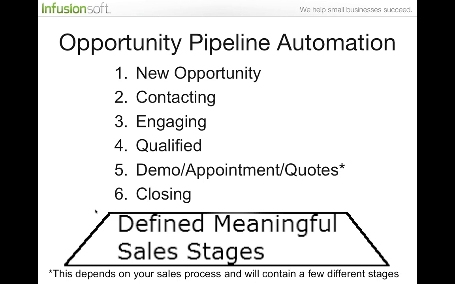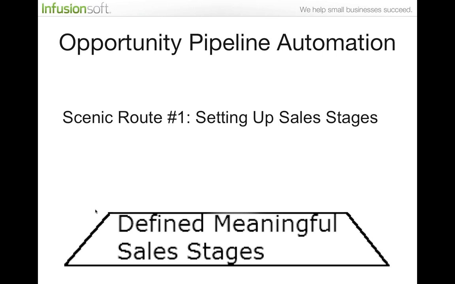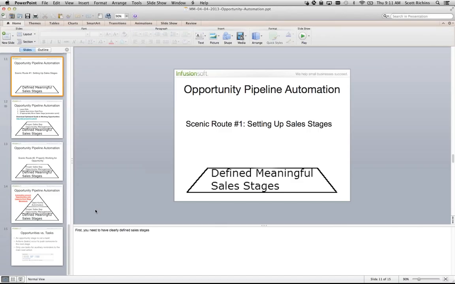So again, we're leading up to pipeline automation, and this is the base of our pyramid. This is our foundation. We've got to have defined, meaningful sales stages. So what we're going to go ahead and do real quickly is take a scenic route. I'm going to show you where to set up the sales stages. I'm not going to go into a whole lot of detail because there are a lot of tutorials and knowledge bases on how to do this. So we got some stuff set up for you.